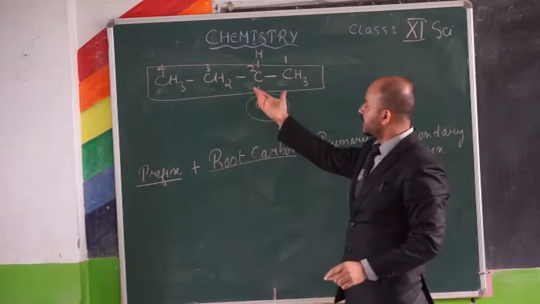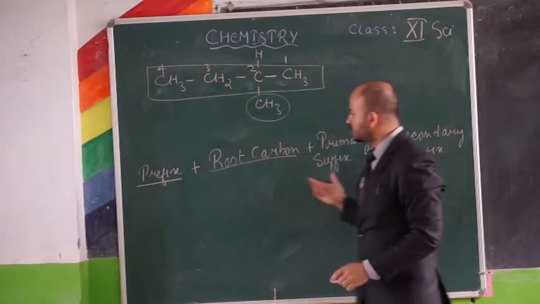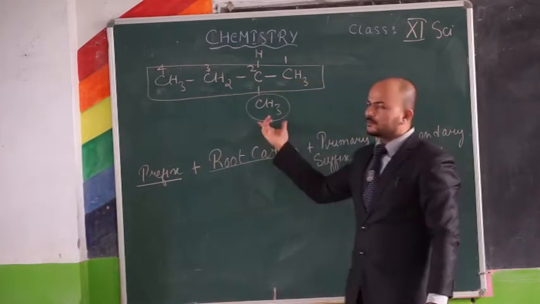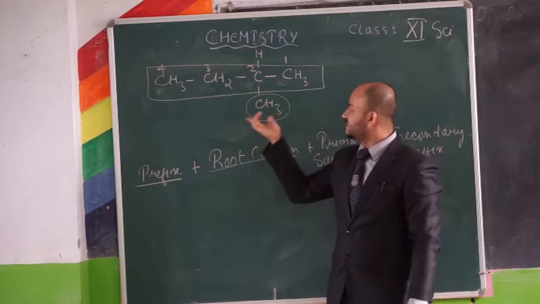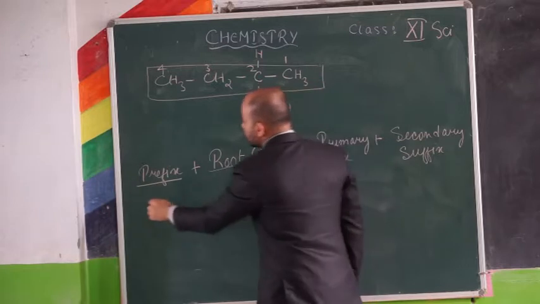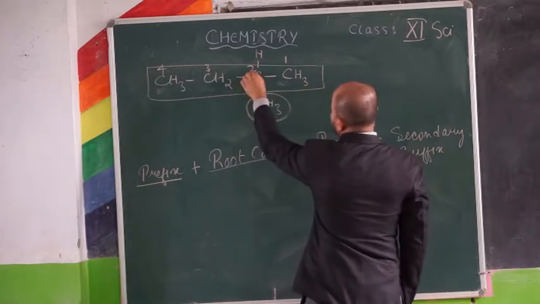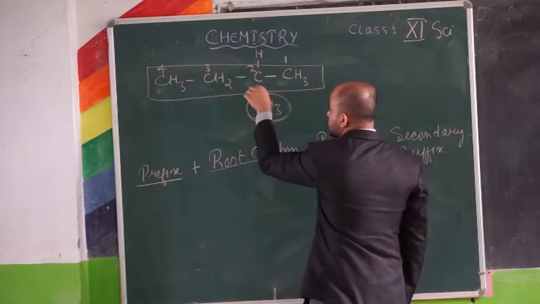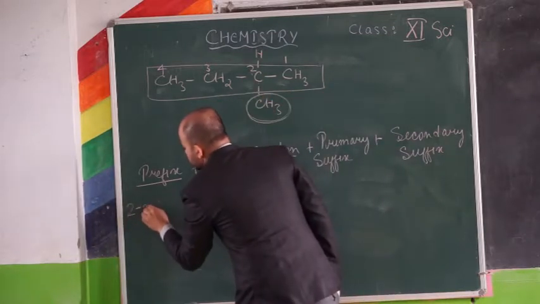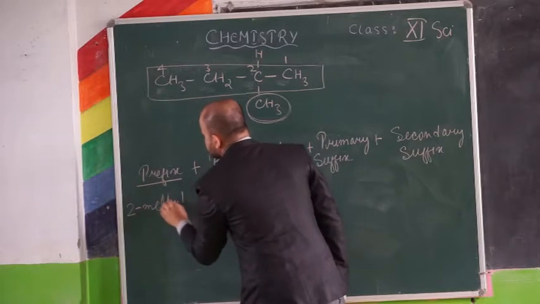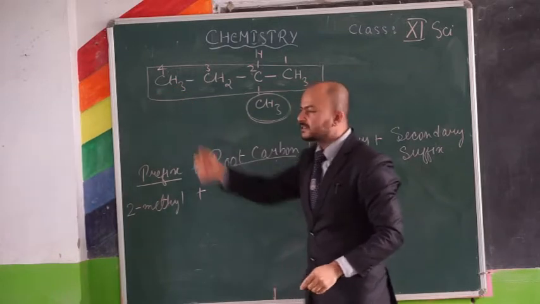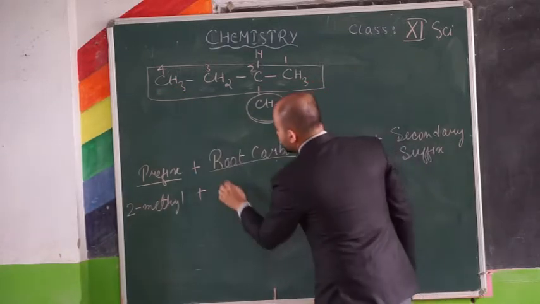After having done that, now let's go to this part. Here, the alkyl group is present outside the chain. This is written as a prefix. So this CH3 is one methyl, and the number of the carbon to which it is attached also has to be written. So 2-methyl, plus root carbon. How many carbons are there? 1, 2, 3, 4. 4 means but.